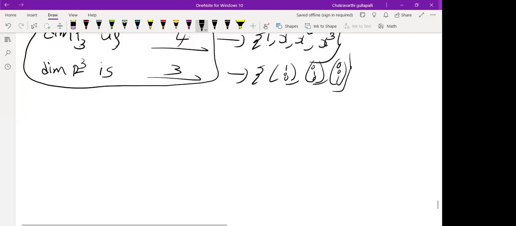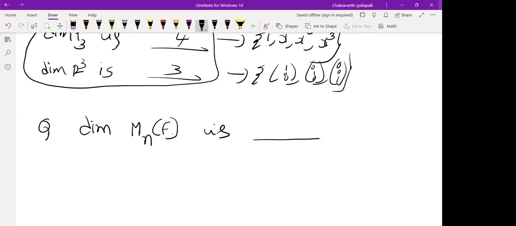Next, suppose you are given a condition. But first, I forgot to ask you one more question: the dimension of Mn, matrices of degree n over the field F. Mn means n by n matrices, n into n, n square. The dimension of Mn over F is n square. Okay, over the field. Now, why is it so?